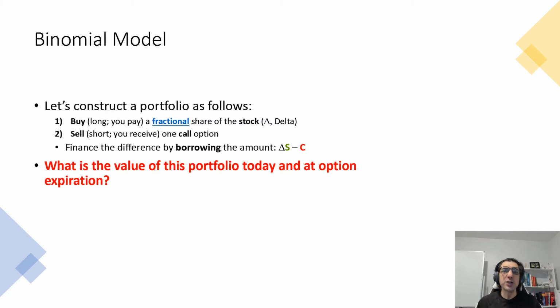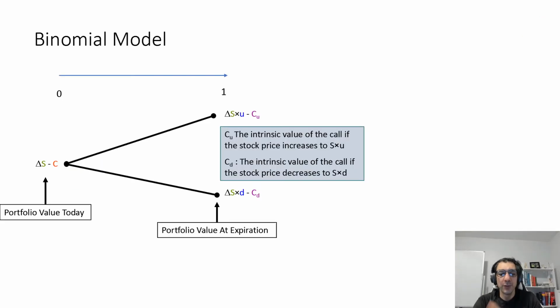Now, the question here is, what is the value of this portfolio which you just formed now and also at expiry date? So let's talk about the value of this portfolio. We talk about two possible scenarios. Either the price is going up or down. So the current value of the portfolio is clear. That's delta S minus C. So that's the portfolio value today. But 1 year from now, or one period from now, if the price goes up, the value of your portfolio becomes delta S U minus CU. If it goes down, the value of the portfolio becomes delta S D minus CD.